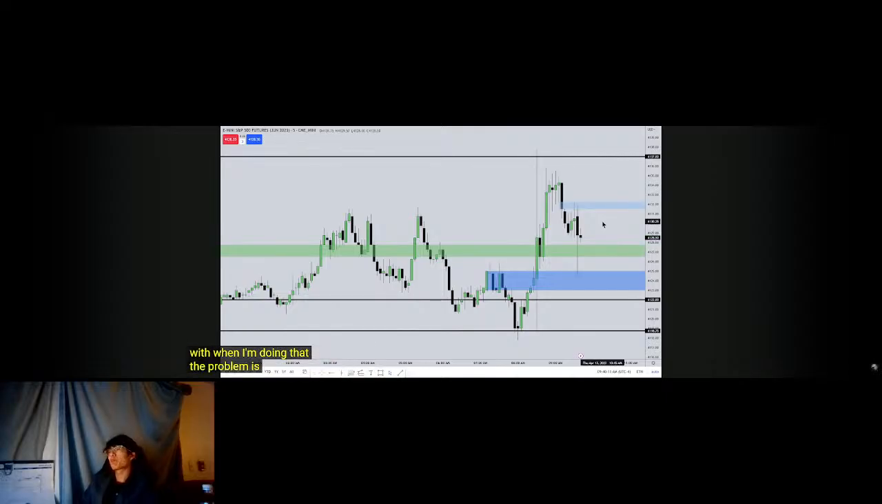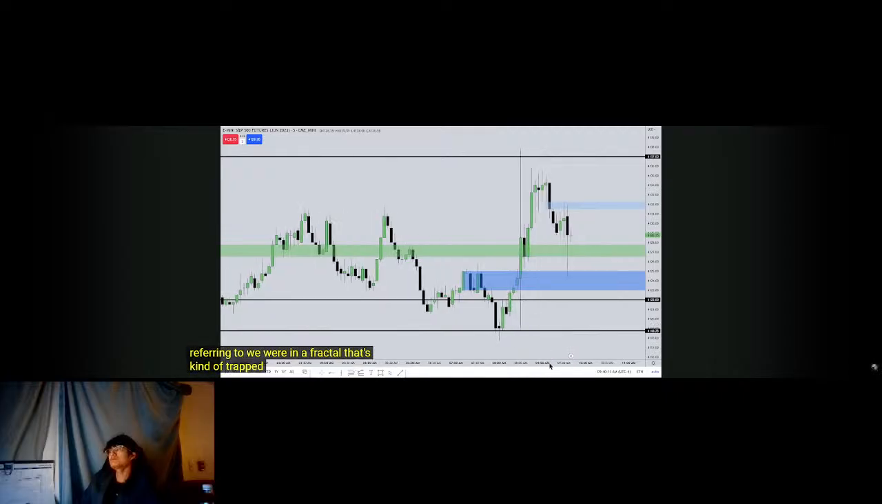The problem is, and this is what I was referring to, we were in a fractal that's kind of trapped between bullish and bearish. And I know you guys are probably getting sick of hearing that, but this is how you learn how to read price action. You don't shy away from these types of conditions because you're going to be presented with them in the future when I'm not doing live streams and you're wanting to participate in the marketplace. You want to know what it is that you should be doing, what you shouldn't be doing.